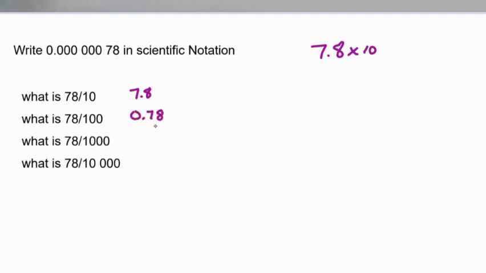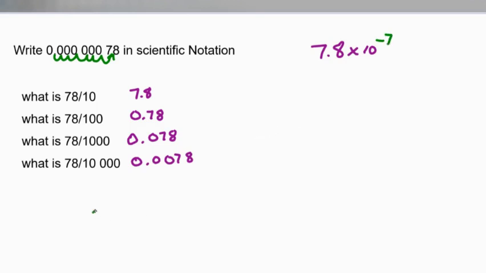And what's 78 divided by 1,000? You can double check this on your calculator if you'd like, but you shouldn't need to. Every time, I'm just moving the decimal one further place. And this time we're going in the opposite direction. Here's my decimal. I'm going to go 1, 2, 3, 4, 5, 6, 7 places to get where I want it. So this would have an exponent of -7.